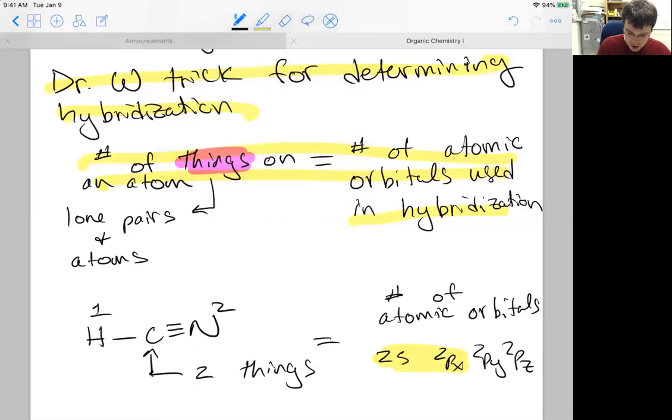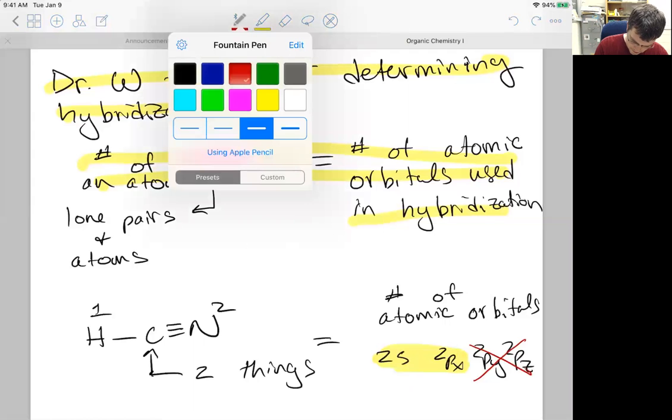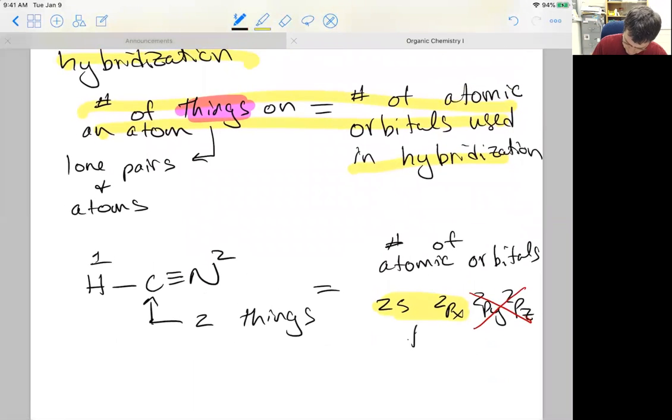We always use the s. If we can get away with it and we don't need them, we're not going to use all of the p's. So the hybridization is going to result from mixing one of the s orbitals and one of the p orbitals, mixing the 2s and one of the 2p orbitals together. And what we'll get out from hybridization is 2 hybrid orbitals.